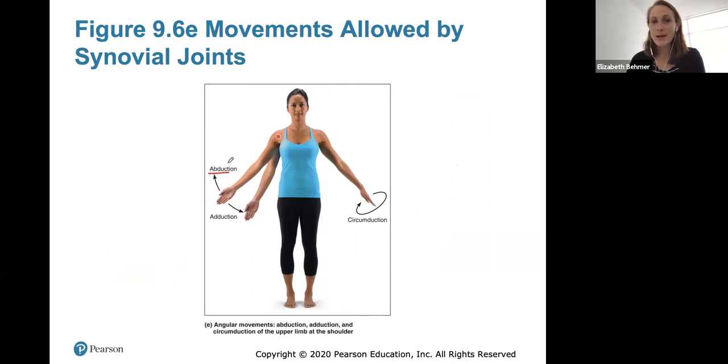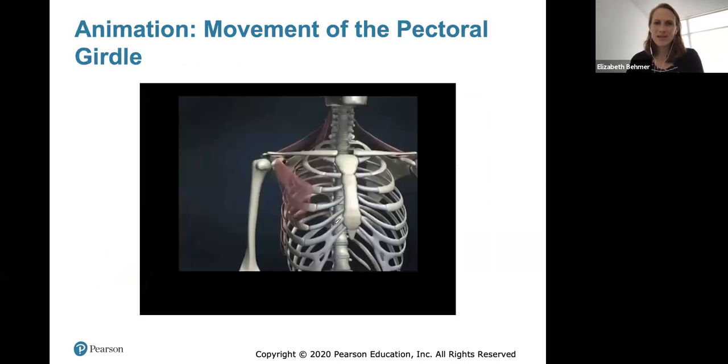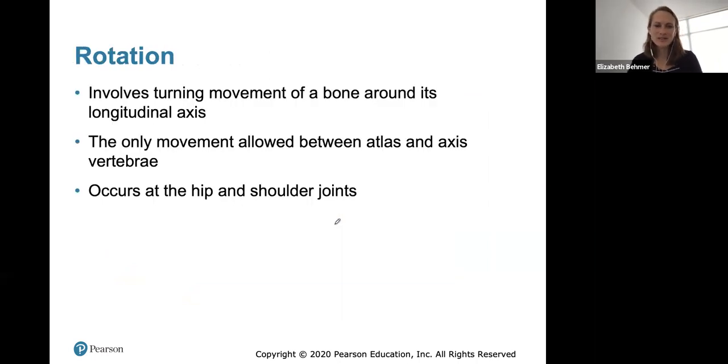Abduction has the word abduct, so it's taking things away from the midline. And adduction is adding body parts back to the midline. Circumduction is a rotational movement using both. Here are movements of the pectoral girdle and a great animation that describes those.